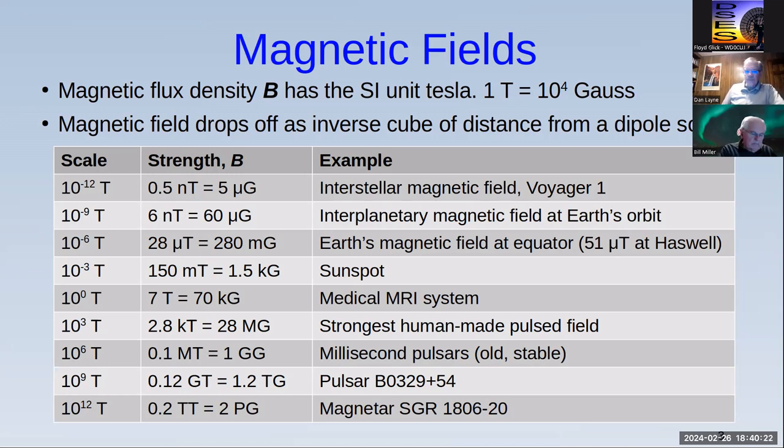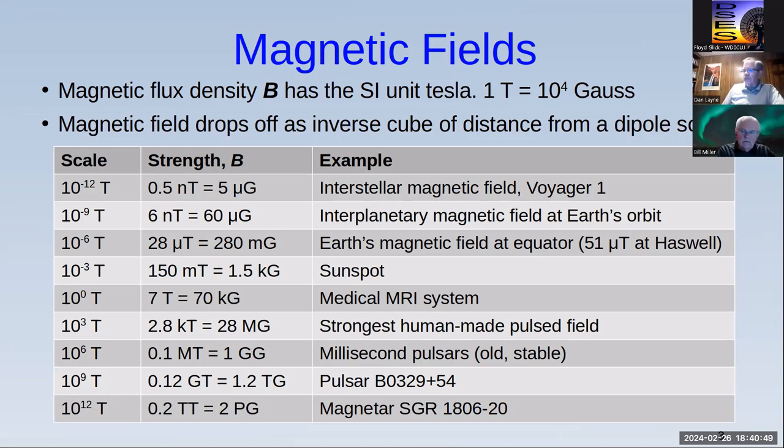Other forces such as the gravitational field and light and gravity both drop off as an inverse square, but a magnetic field drops off as the inverse cube. So on this table, the scale on the left runs from 10 to the minus 12th Tesla to 10 to the plus 12th Tesla. And in the middle is the strength given in both Tesla and Gauss.